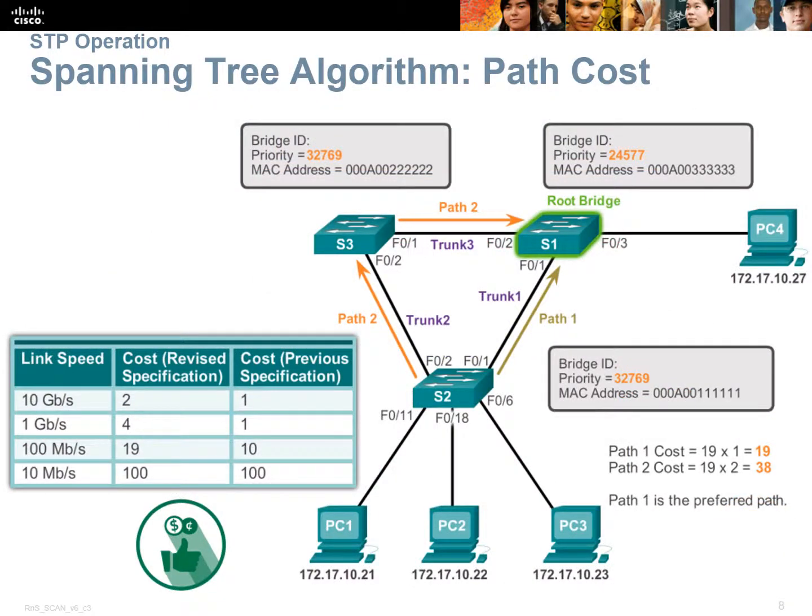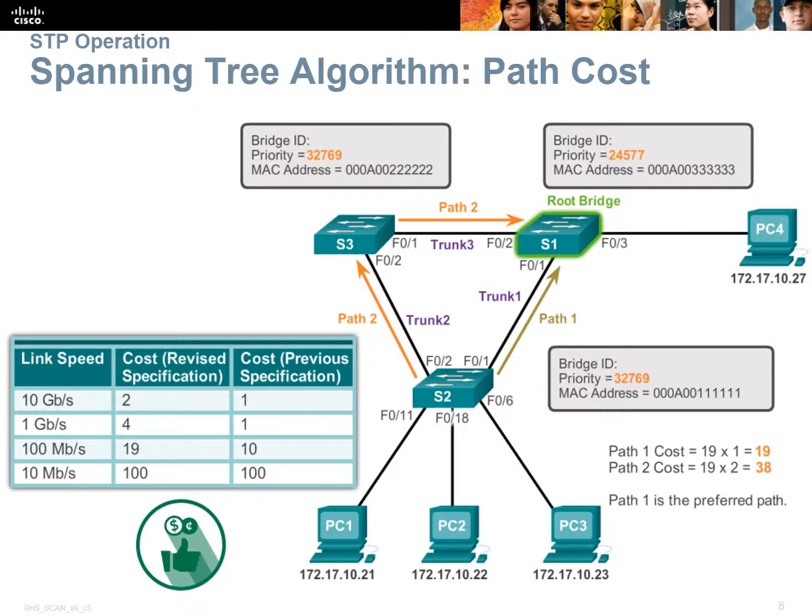Now the spanning tree algorithm path cost was written when Ethernet was 10 meg and they thought that 10 meg was the fastest thing in the world. Are you crazy? This is amazing. However, over time we've gone to 100 meg. We've gone to a gig, 10 gig, 40 gig, 100 gig. So the actual numerical values for the path cost have had to change and evolve over time.